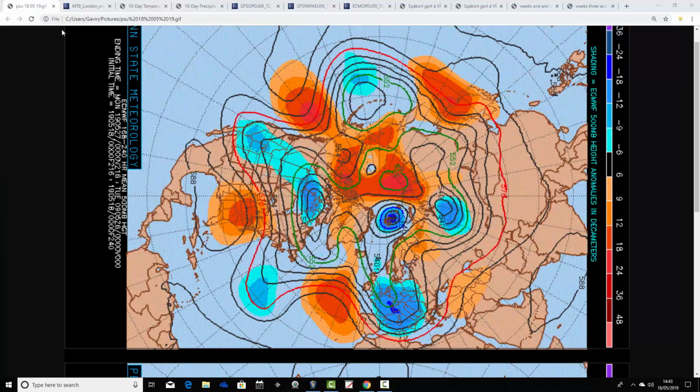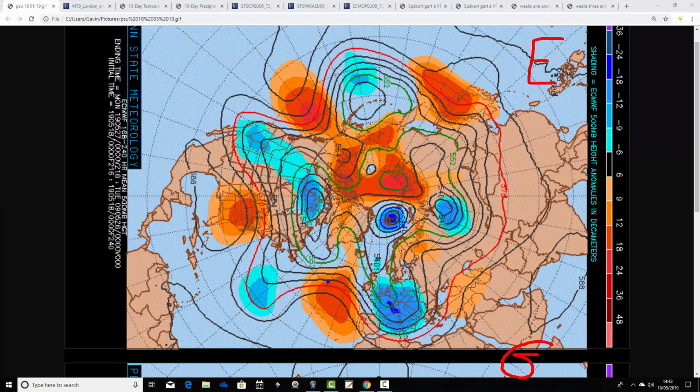But this second week to 10 day video update is going to start off having a look at the 500 millibar height anomaly flowcharts from the Penn State University. So we've got the ECMWF here on the top, and the GFS, which we'll have a look at in a moment, is on the bottom. 500 millibars, 18,000 feet in the atmosphere, high pressure and low pressure, have been moved around by the jet stream. Orange and red extrapolates to above average heights, which is high pressure, and blue extrapolates to below average heights, which is low pressure.